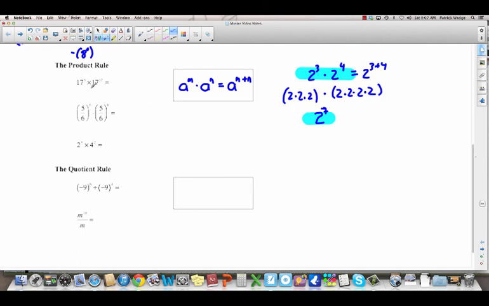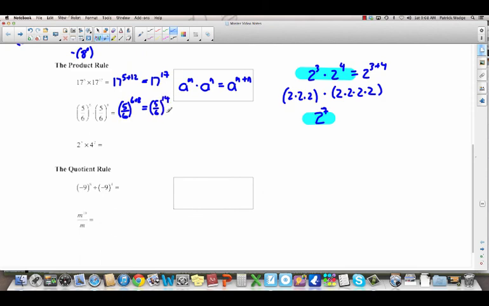So 17 to the 5th power times 17 to the 12th power is equal to 17 to the 5 plus 12th power, which equals 17 to the 17th power. Next, (5/6) to the 6th power times (5/6) to the 8th power. Well, what's the base? The base is 5/6, so that stays the same, 5/6. And now it's raised to the 6 plus 8 power. In other words, it's (5/6) to the 14th power.